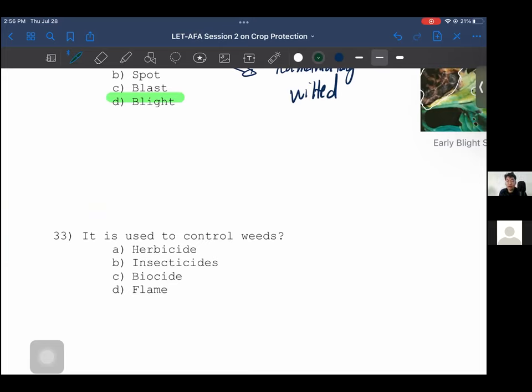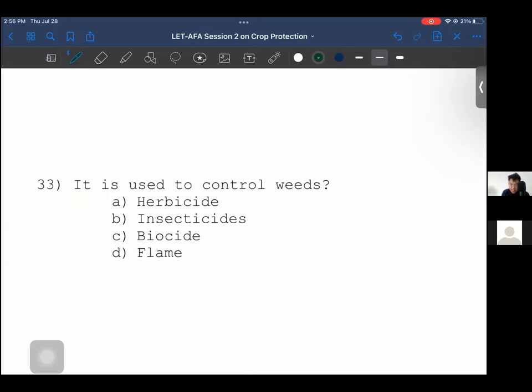Okay, so here for the next item, it is used to control weeds. Alin dito ang ginagamit natin to control weeds? A, herbicide. B, insecticide. C, biocide. Or letter D, flame. So, in this question, the clear answer is letter A, herbicide. This is a basic question actually. Dapat alam natin kung ano yung ginagamit per problem.